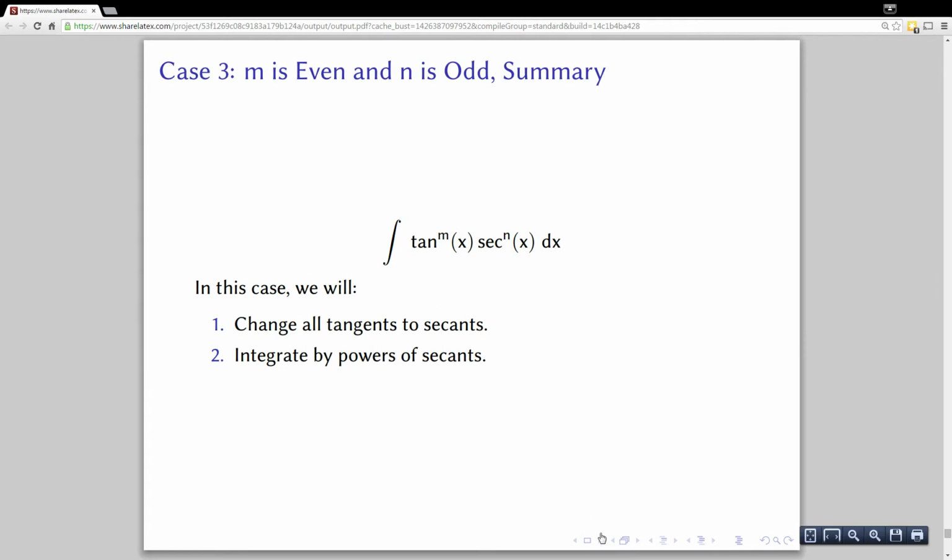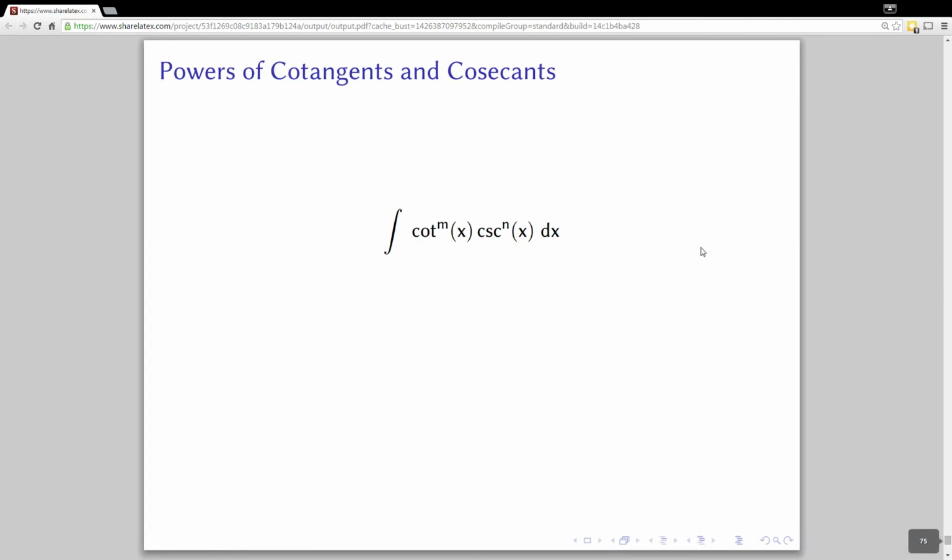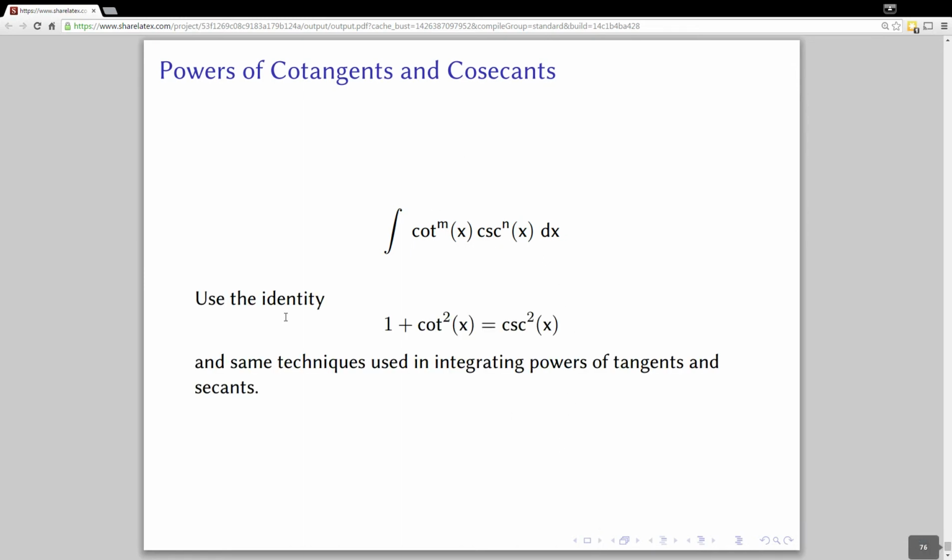So I did want to talk about cosecants and cotangents. Some of those problems are in the homework. So if you have powers of cotangents and cosecants like this, then you're going to want to use this Pythagorean identity, the one between cotangent and cosecant. You can get this one by using sine squared plus cosine squared equals 1, and then dividing through each term by sine squared to get this identity.